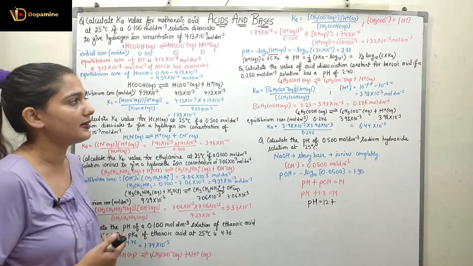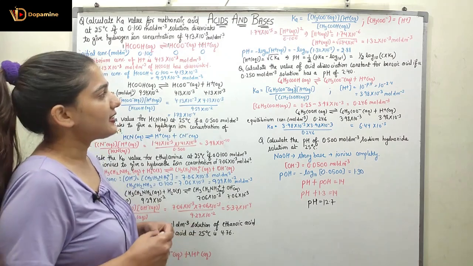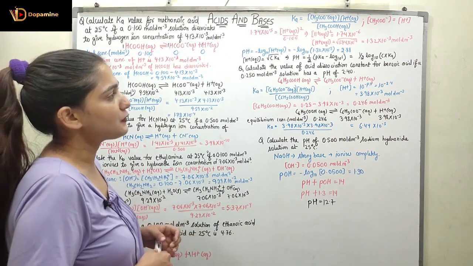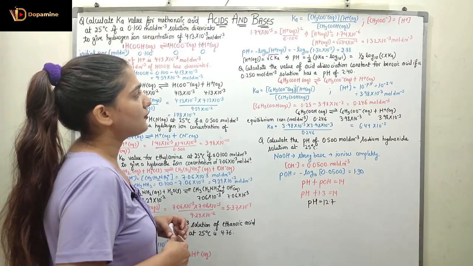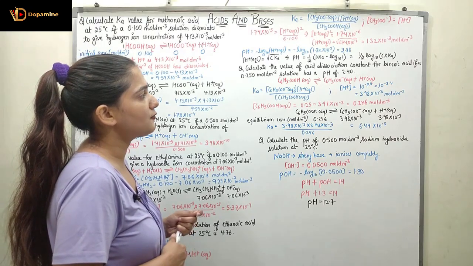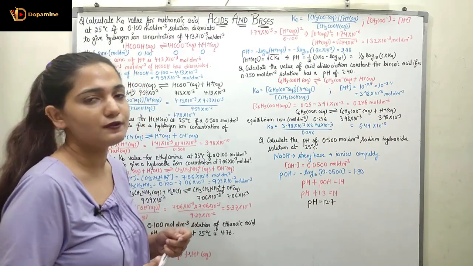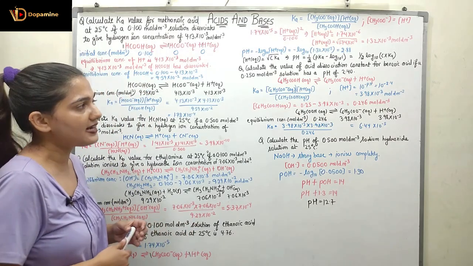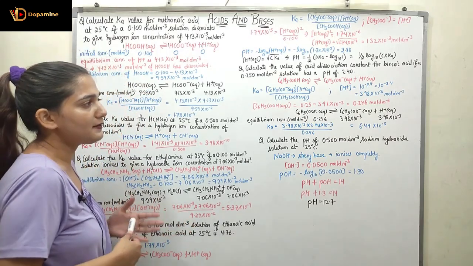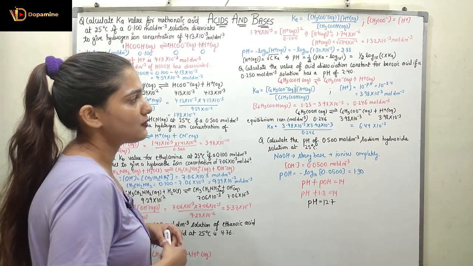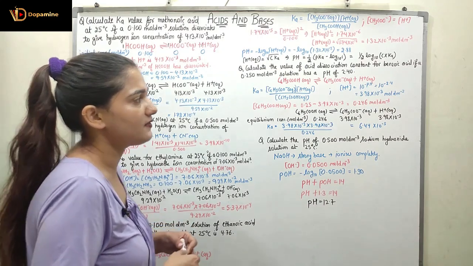Coming to the next question, calculate the value of acid dissociation constant for benzoic acid if a 0.250 mole per decimeter cube solution has a pH of 2.40. Right, so if I see the reaction, it would be C6H5COOH in aqueous. It is going to be in equilibrium with C6H5COO negative in aqueous plus H positive in aqueous.